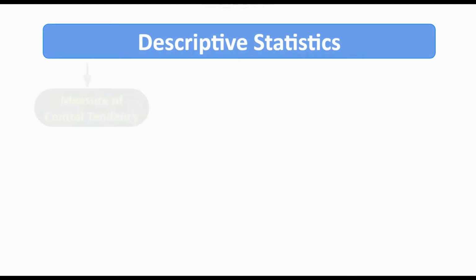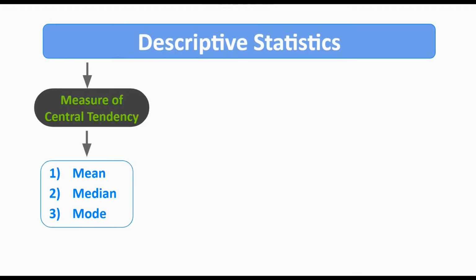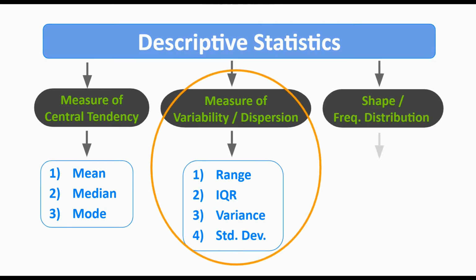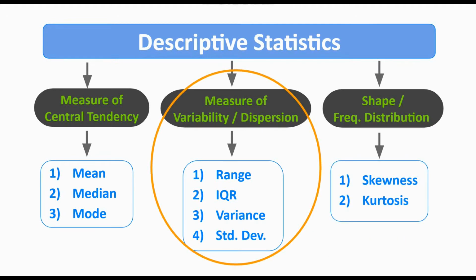So you have already seen this diagram in my previous video about different measures of central tendency. So today we are going to cover the mid section, the highlighted one, about the dispersion and the variability of the data. So what is dispersion?